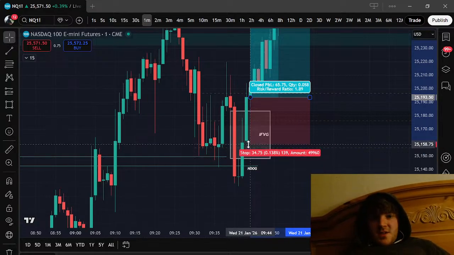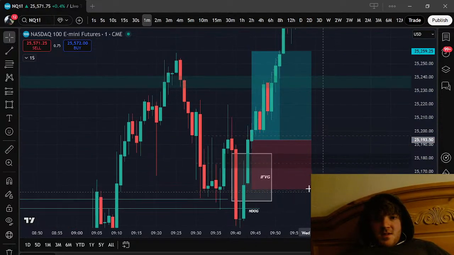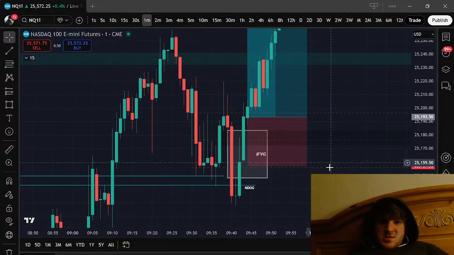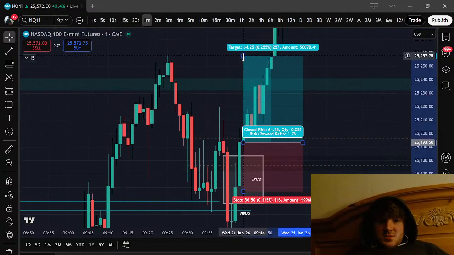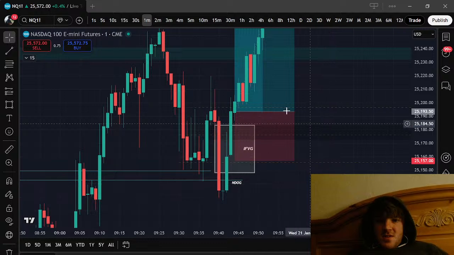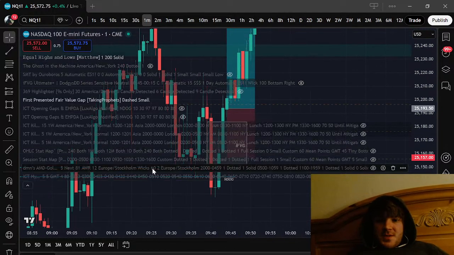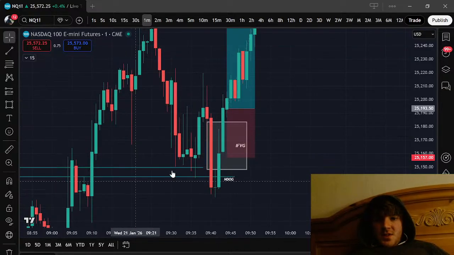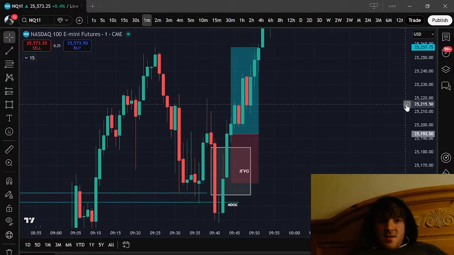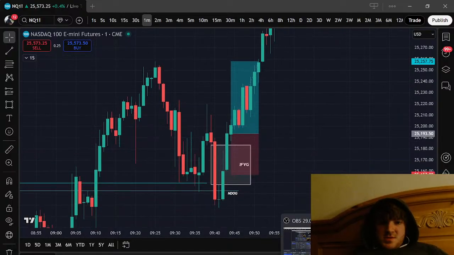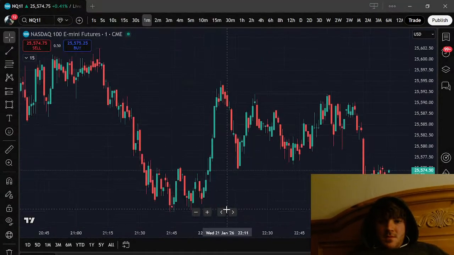This is tricky. I don't know where you put stop loss. Maybe like there. It's only 1.7 R. It's another reason why I like lower time frames. Usually you always get better RR. What the?